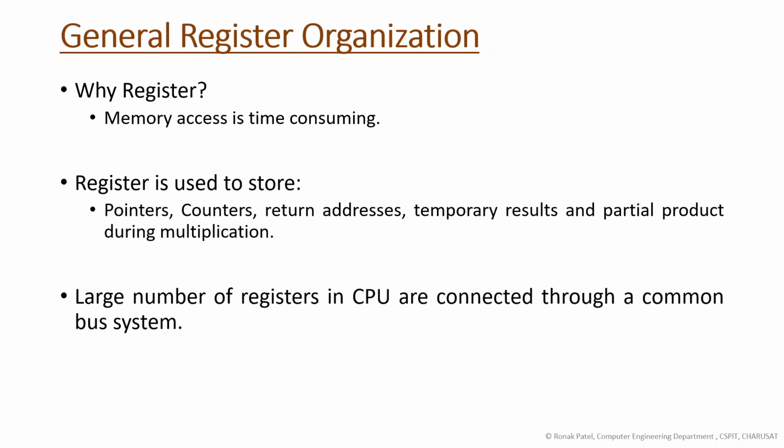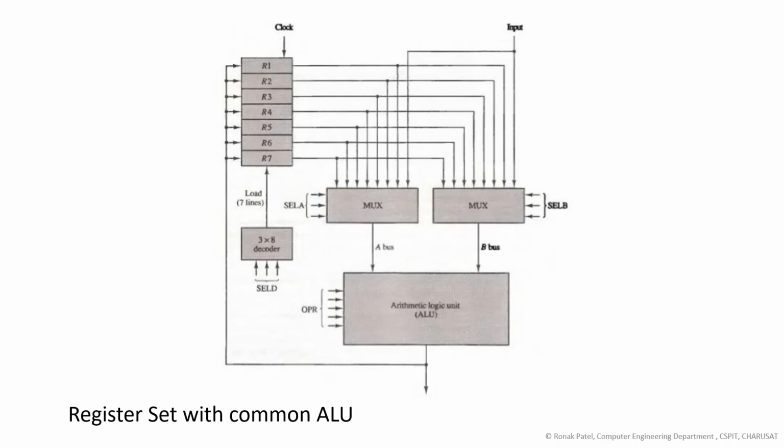So there is a large number of registers in the CPU, and they are connected to a common bus system. This is the block diagram of it. The registers are connected to the ALU with the common bus. Right now there are 7 registers, and they are connected to the common bus. You can see the registers' output is connected to this mux and this mux as well. So there are two buses to the ALU, A bus and B bus.